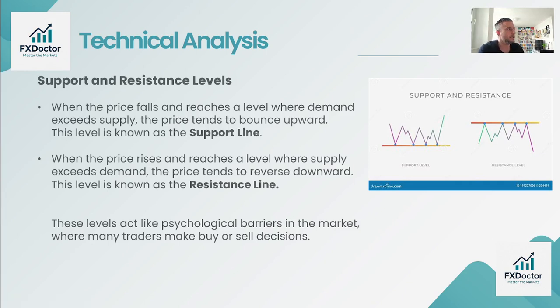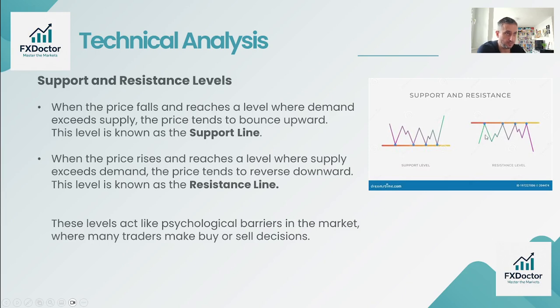Okay, support and resistance. Support and resistance levels. When the price falls and reaches a level where demand exceeds supply, the price tends to bounce upward. This level is known as the support line. As you can see, prices are falling down, and when they come to this particular price, they're bouncing up, and this is the support level. When the price rises and reaches a level where supply exceeds demand, the price tends to reverse downward. This level is known as a resistance line. As you can see, this is resistance.